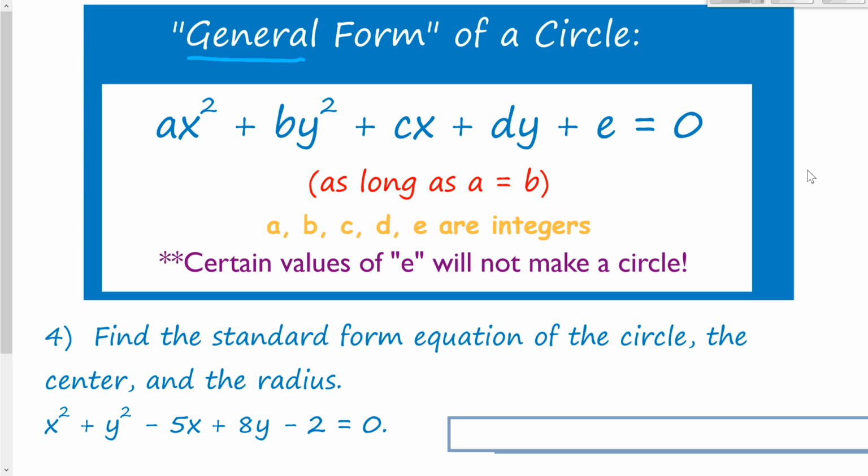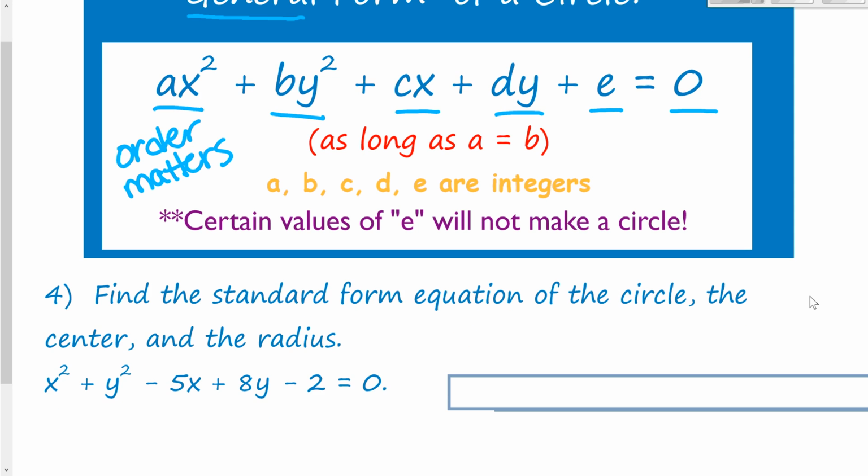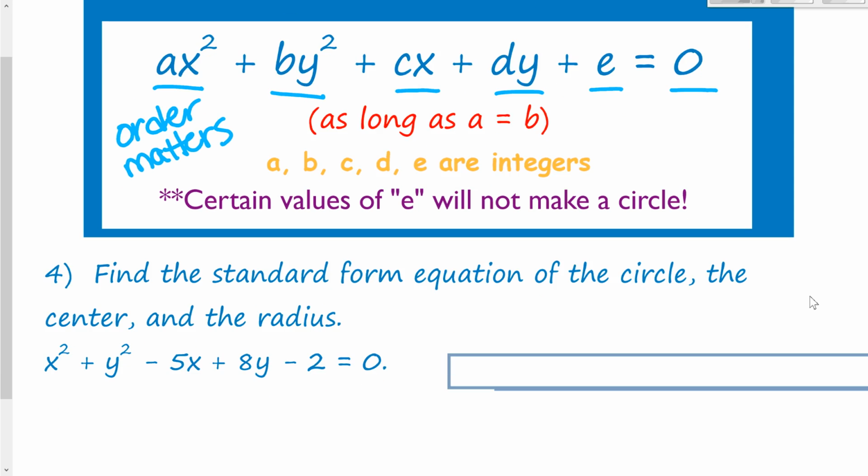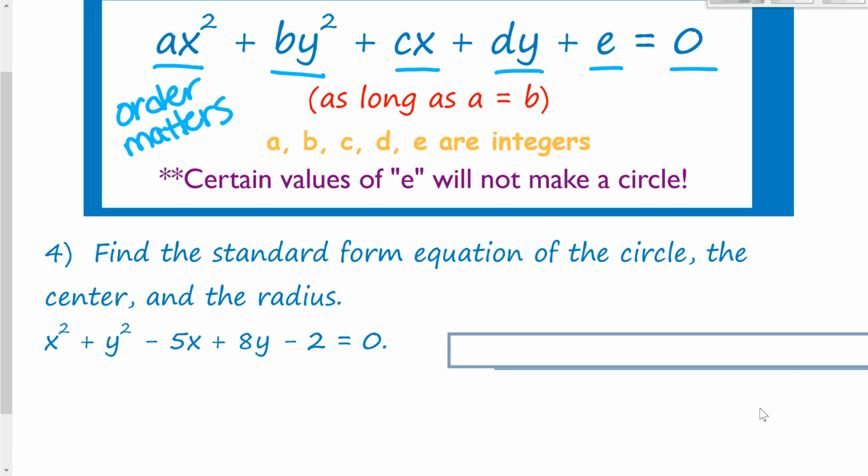And one thing I mentioned at the beginning, but it's not written here, is that order matters for these terms. So if we're putting our equation into general form, make sure you have the x squared, then the y squared, then the x, then the y, then the constant, then 0. Okay, so let's take a look at another equation in general form, and then let's change it to standard form and find the center and the radius.